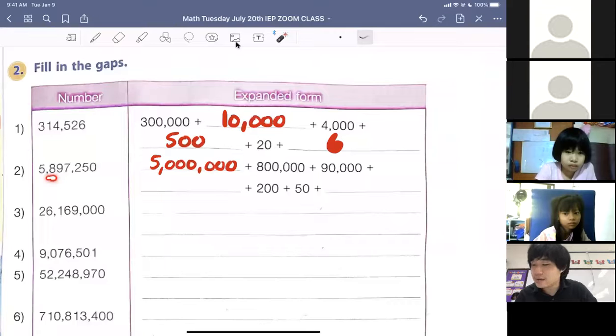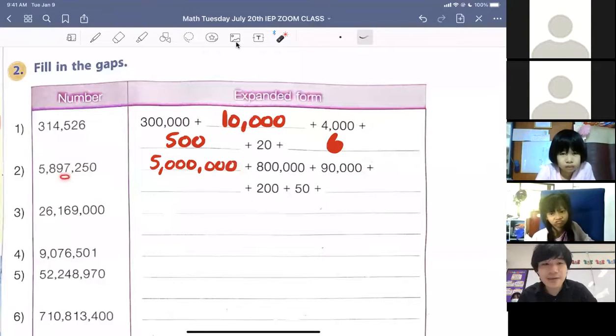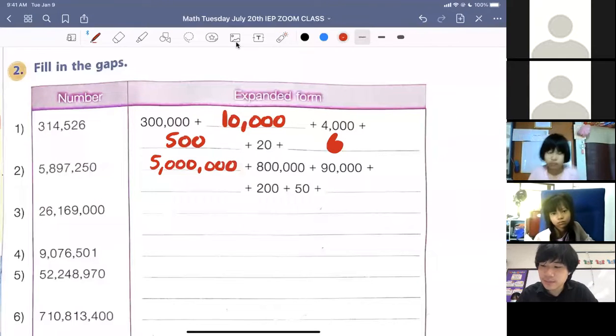Next, we have this 8, and we see it's 800,000. And then we have the 9 in the 10,000s, which is 90,000. Plus, and what is this 7? This 7 is in the thousands. So what does this 7 mean? Very good. 7,000. Good.